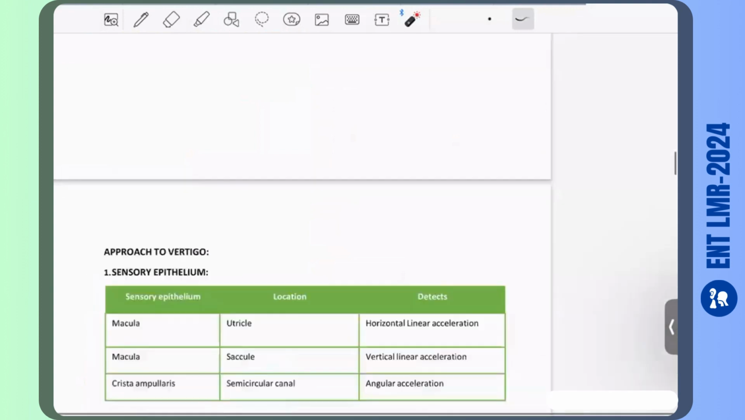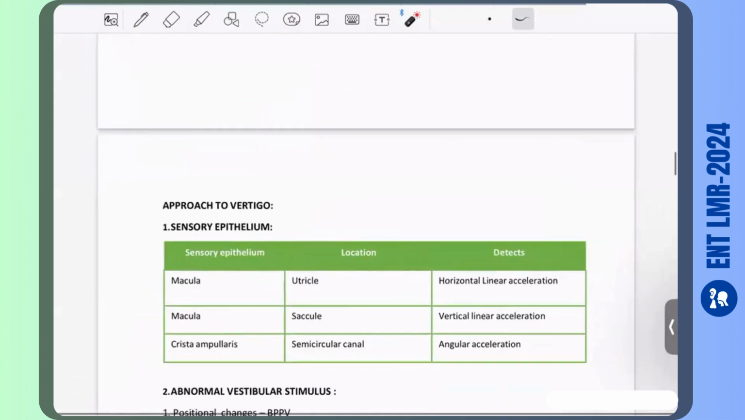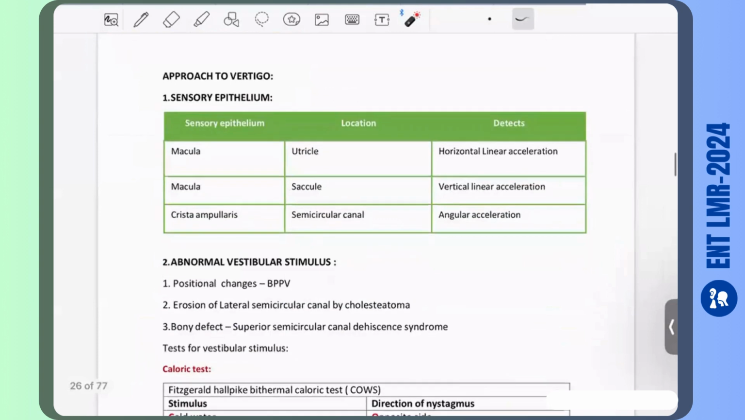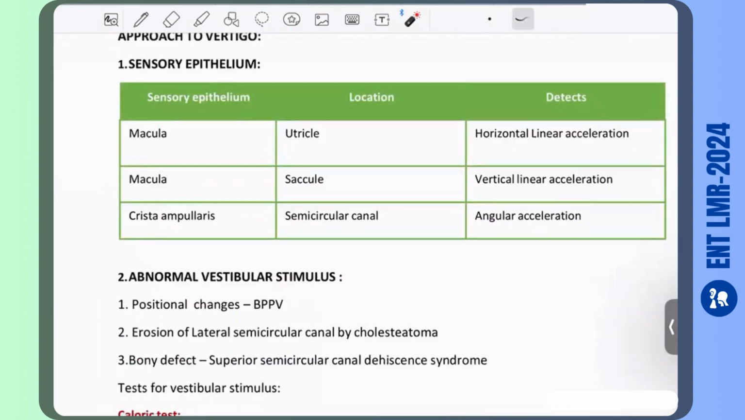The fourth important approach: we have completed approach to ear discharge, approach to hard of hearing, approach to ear pain. This one is approach to vertigo. This one we know already. The macula at the utricle is for horizontal linear balance. The macula at the saccule is for vertical linear balance. It's two-dimensional. The crista ampullaris is for three-dimensional angular balance at the semicircular canal.